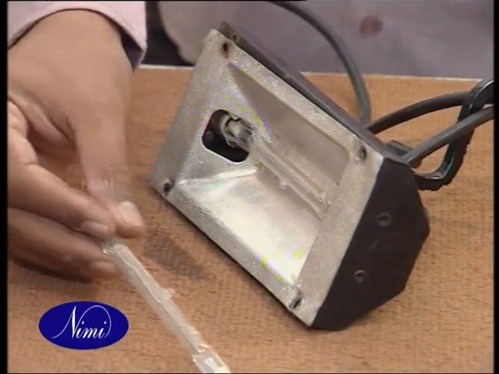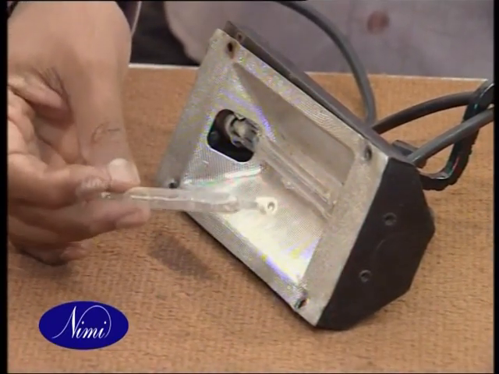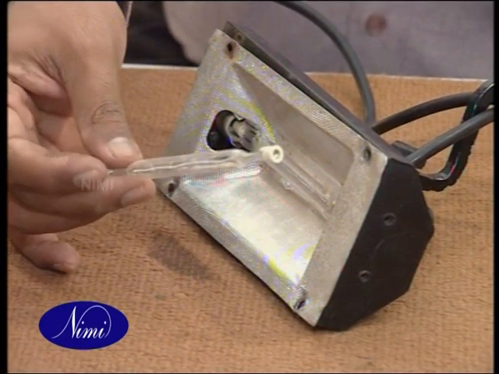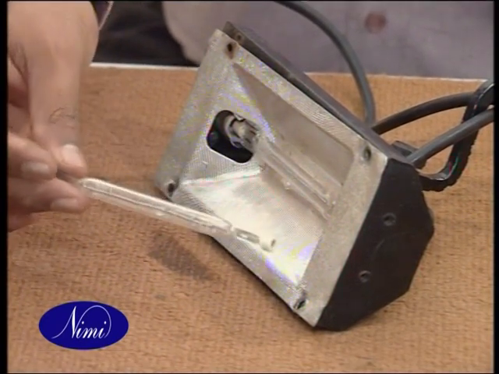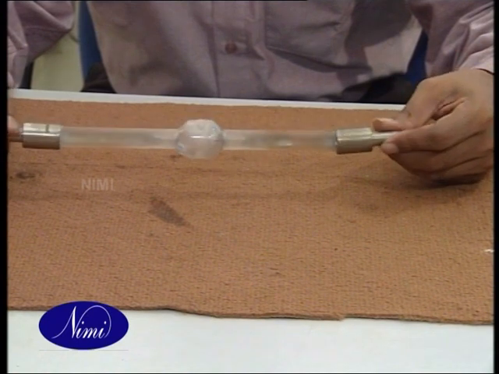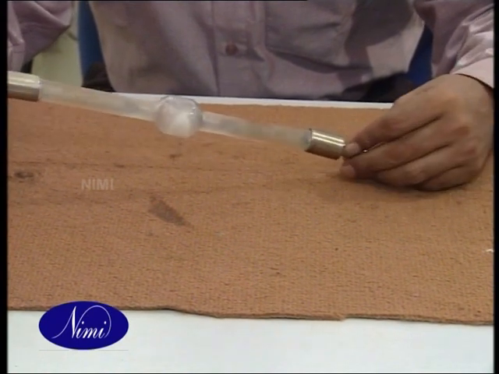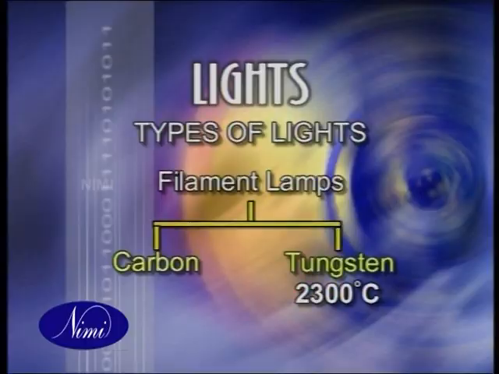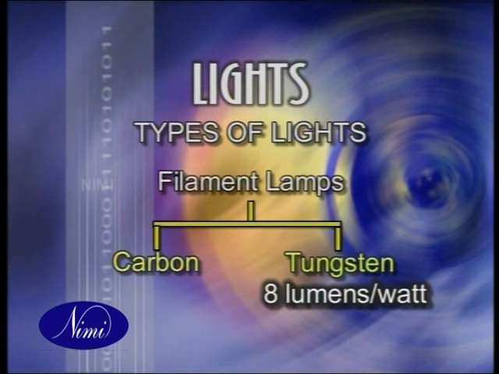The tungsten filament lamps consist of a fine wire of tungsten metal as filament in a vacuum bulb. Filaments are now made of tungsten due to its exceptionally high melting point. It operates at a temperature of 2300 degrees centigrade and has an output of about 8 lumens per watt.